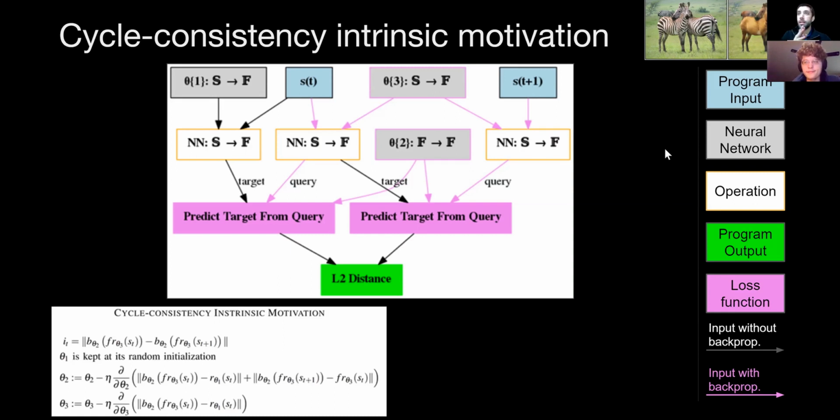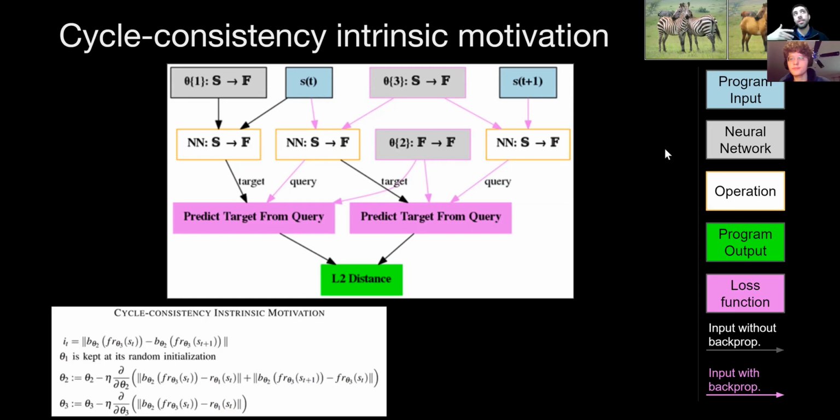And the idea is that if you have a way of moving from a space to another space and then back again, you should end up in the same place you started. So for example, if you're trying to convert zebras to horses and horses to zebras, you can apply both mappings, and you know that if you convert a zebra to a horse and then a horse to a zebra, you should end up in the same image you started with.